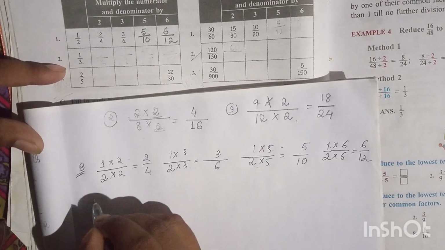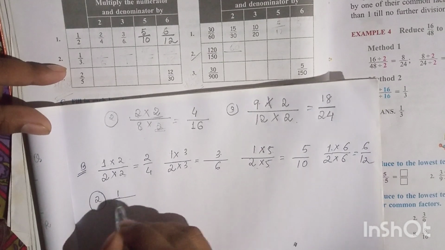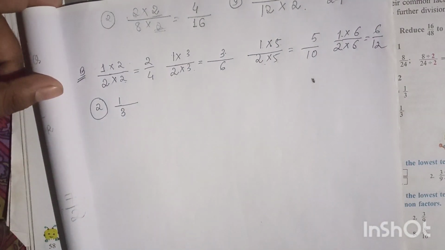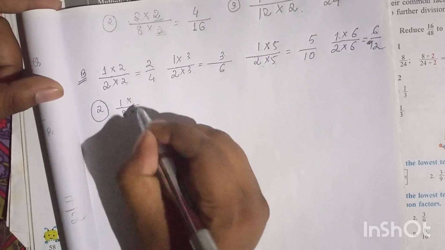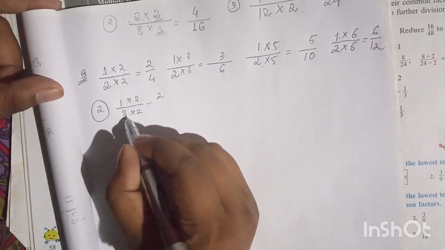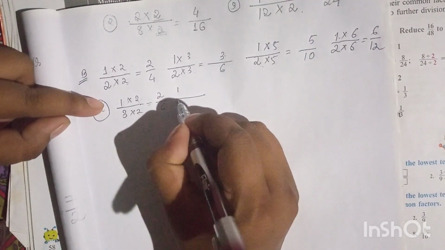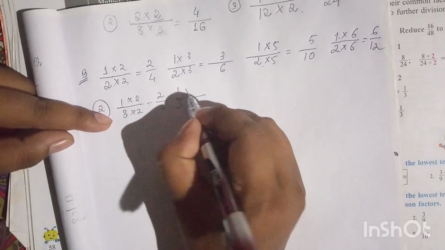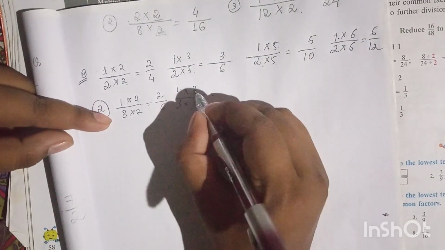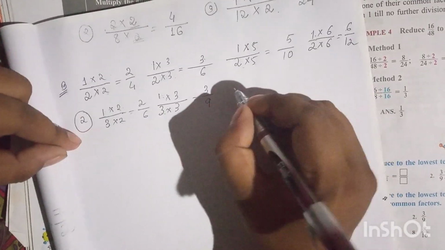Now number 2. So here the fraction is 1 by 3. First of all we have to multiply this by 2. 2 1s are 2, 3 2s are 6. Next, again the same fraction, 1 by 3 should be multiplied by 3. 1 3 is a 3, 3 3 is a 9.